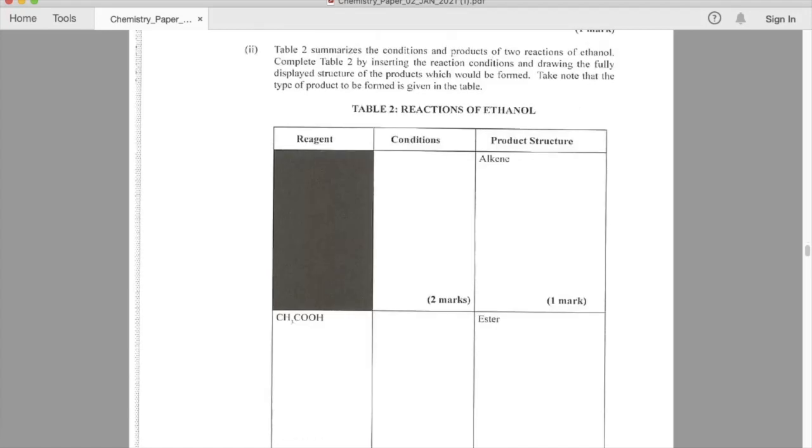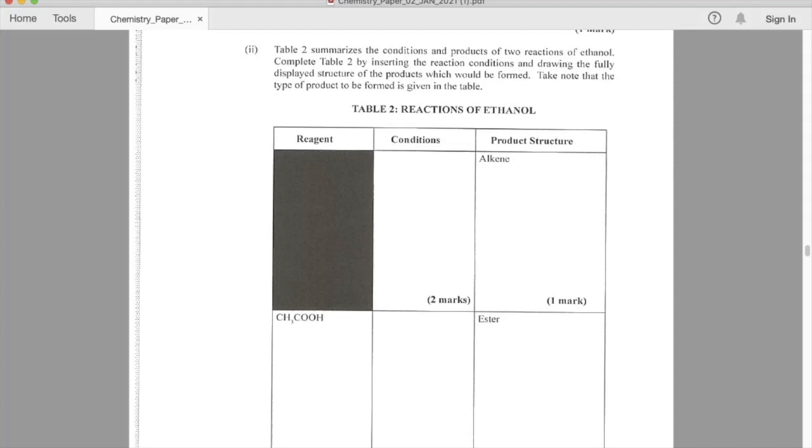Table 2 summarizes the conditions and products of 2 reactions of ethanol. Complete table 2 by inserting the reaction conditions and drawing the fully displayed structure of the products which would be formed. Take note that the type of product to be formed is given in the table. So here we're starting with ethanol, of course, and they want us to give the conditions that are required for ethanol to move from ethanol to an alkene.